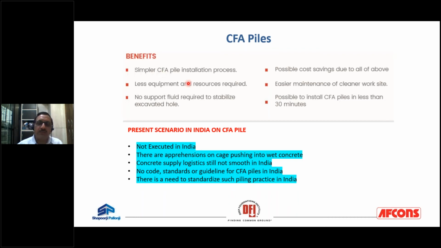The foremost advantage of CFA pile is that it has a very fast productivity rate. Then what is the present scenario? They are not at all executed in India. Why? There is apprehension that pushing the cage into wet concrete could be a problem. Concrete supply logistics are still not smooth in India, and there is no code, standard, or guideline for CFA pile in India. That means there is a need for standardizing such piling practice in India.